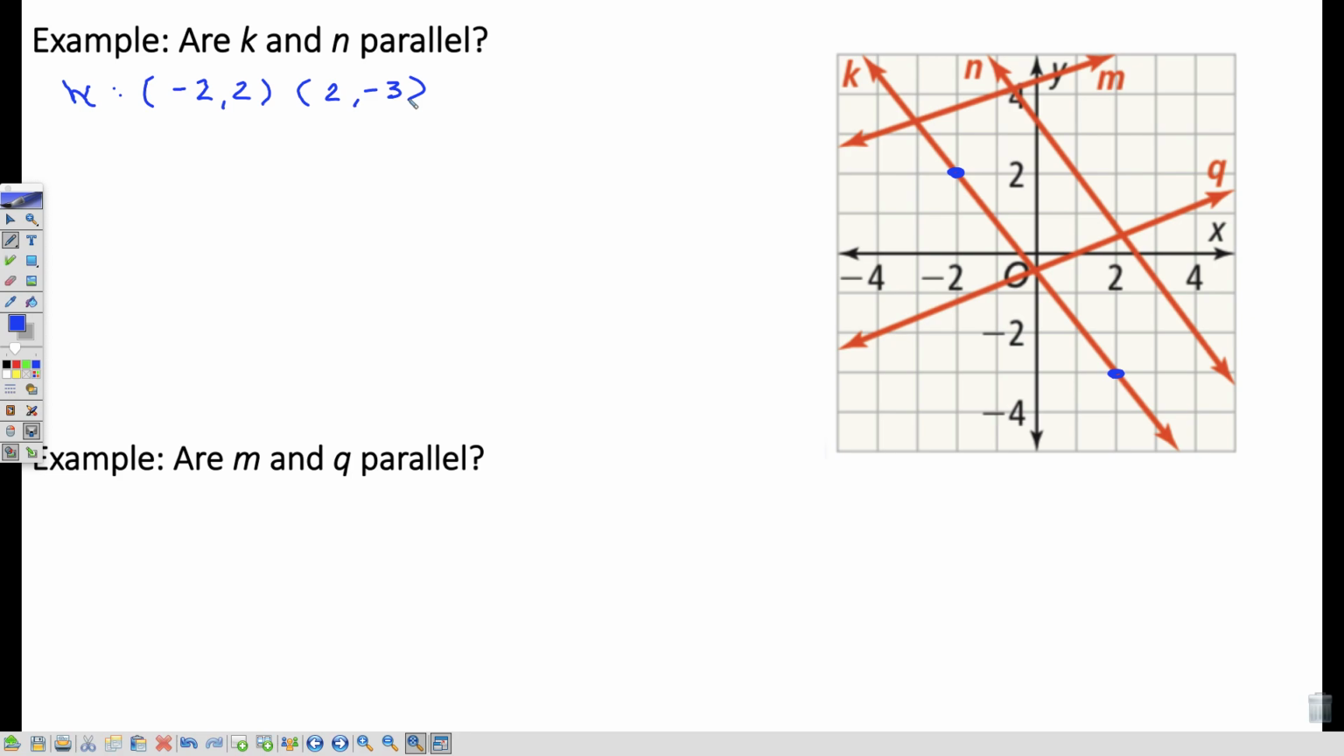Does it matter which point I use on this line? No. You want good points. Do I want to use this one right here? It's not on the grid. No. I want good points. So then I need points for N.